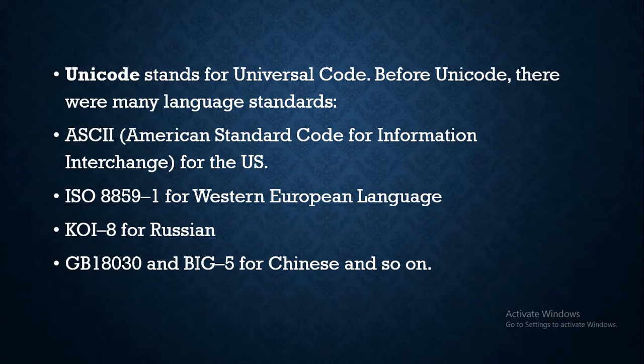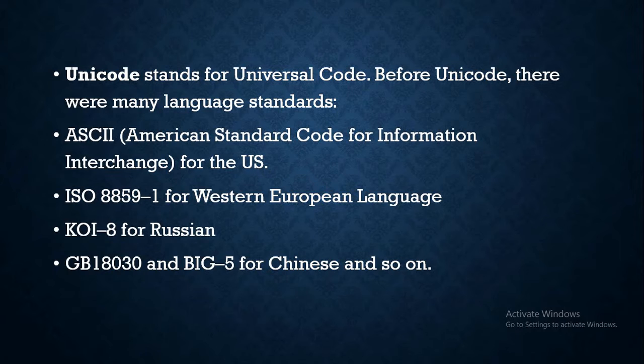What is the meaning of this? ISO 8859 is for Western European languages, KOI8 for Russian, GB18030 and Big5 for Chinese, and so on. It is divided into parts because now we work in all languages. Chinese people are also writing in their own language.